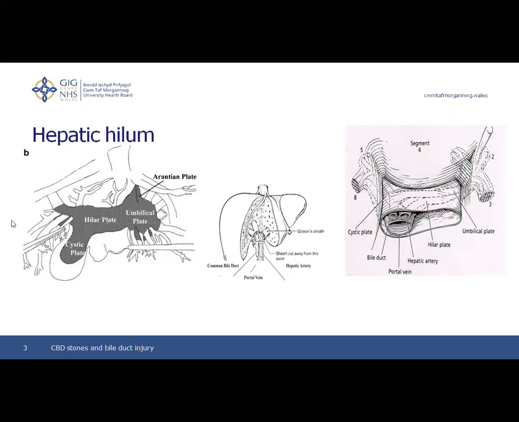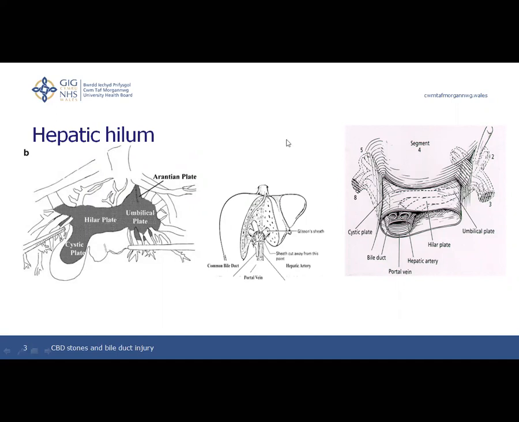So in the first picture you can see on the right side the cystic plate, where the gallbladder sits, otherwise called the liver bed, and the hilar plate, which contains all the structures of the liver hilum, for example the portal vein, the hepatic artery, and the common bile duct. And this is the hilar plate. And laterally, on the left-hand side, we can see the umbilical plate, where the falciform ligament goes and attaches, with the ligamentum teres.